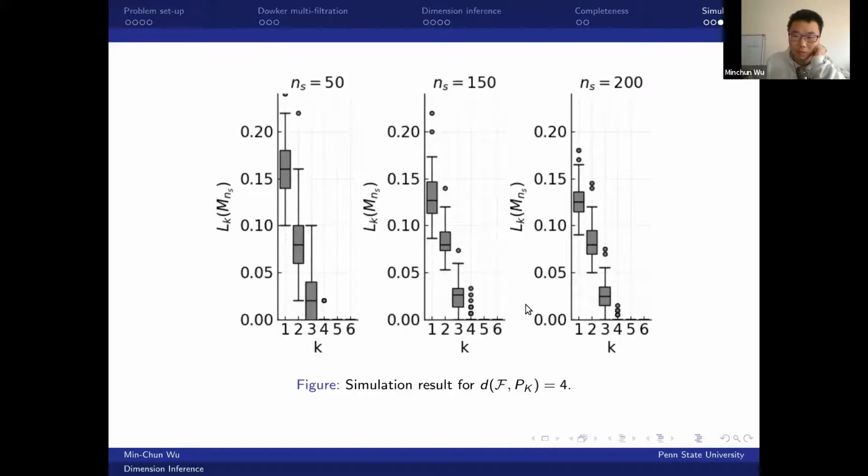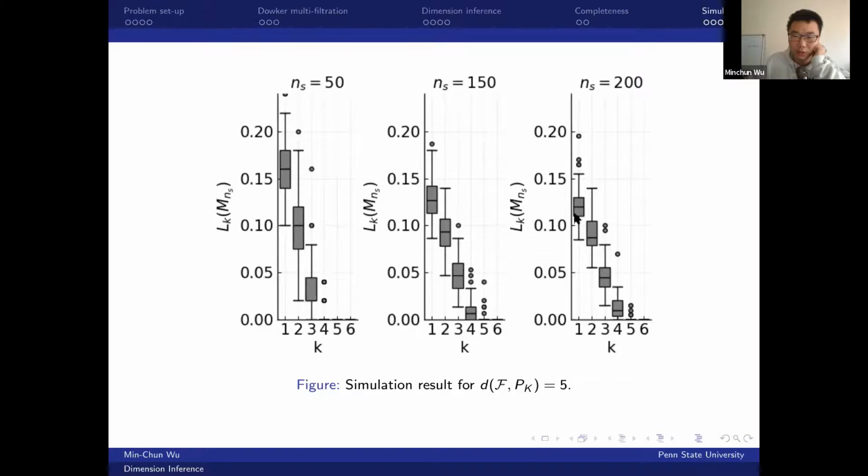And the same behavior for dimension 4: L1, L2, L3, and the variance just shrinks. And for dimension 5, the same procedure still holds, and we can still decide the dimension is equal to 5. So this demonstrates the usability of this method. And that's it for my talk. Thanks for listening.